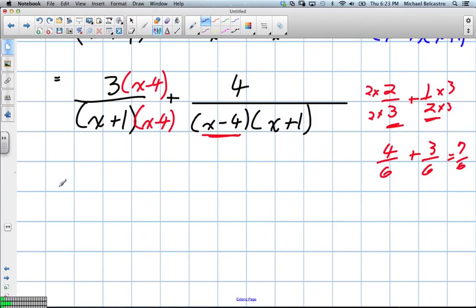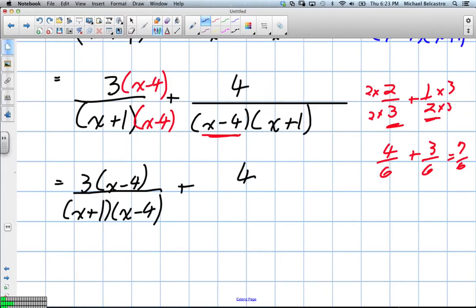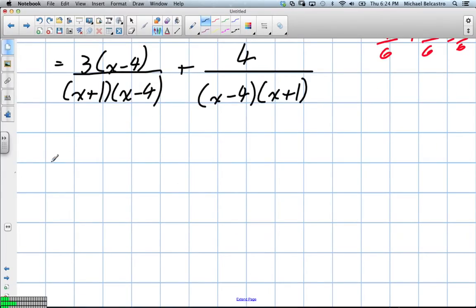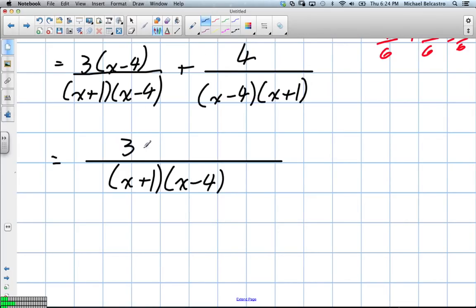Okay, so when we do that, we're going to be left with 3 times x minus 4 divided by x plus 1 and x minus 4, and then plus 4 over x minus 4 and x plus 1. Because the denominators are the same, we can write this as just one fraction over x plus 1, x minus 4, and this becomes 3 times x minus 4 plus 4.